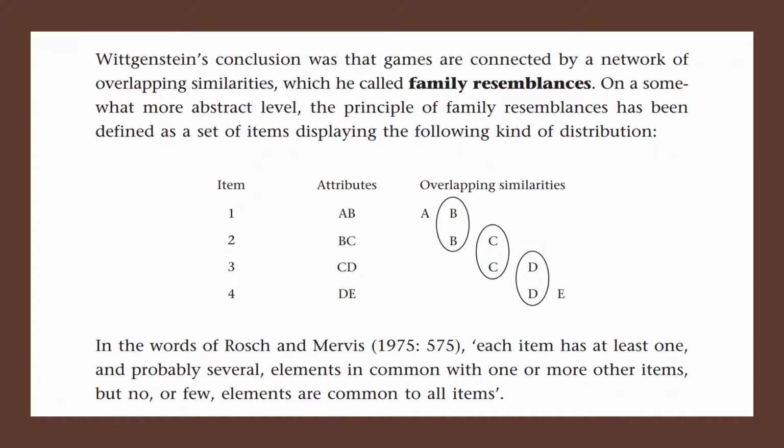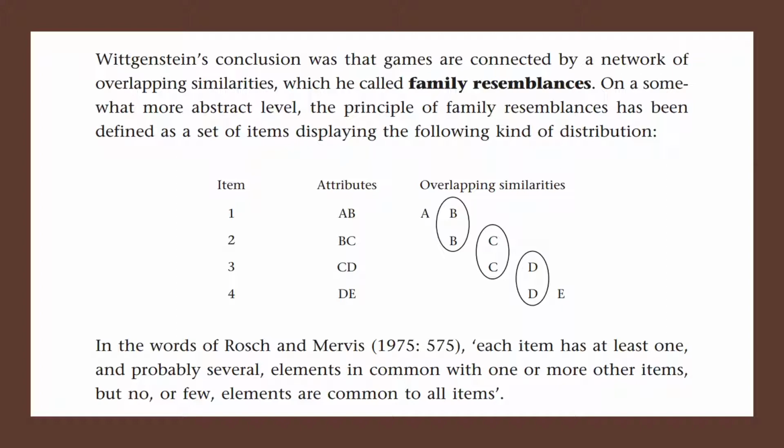So, what I'm showing you right now is a good summary of what we mean by family resemblance. Wittgenstein's conclusion on this problem was that games are connected by a network of overlapping similarities, which he called family resemblances. On a somewhat more abstract level, the principle of family resemblances has been defined as a set of items displaying the following kind of distribution. So you have item 1, 2, 3, and 4. Think about either the Smith brothers or the many different games that exist, and they have different attributes that you can call up, and there is some overlap that you can detect.